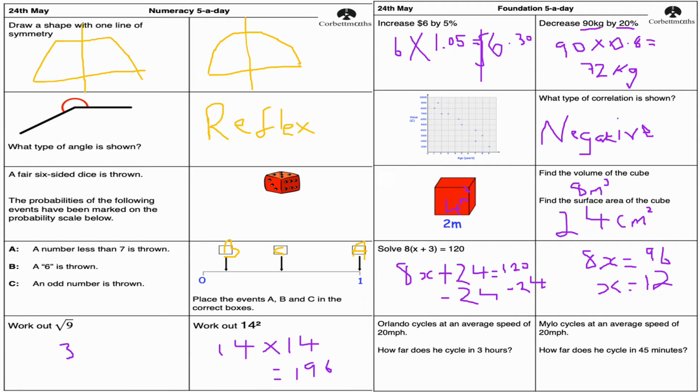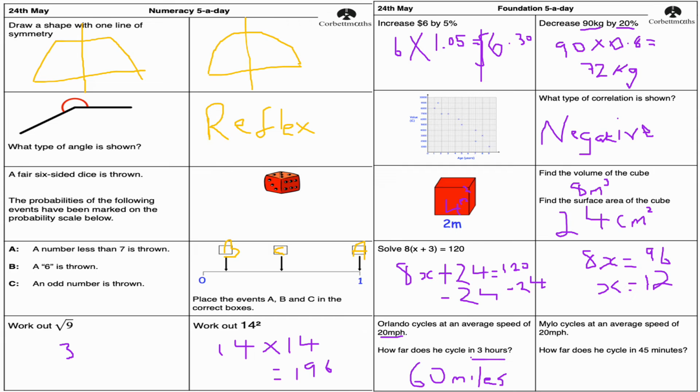Next question, guys. Orlando cycles at an average speed of 20 miles per hour. How far does he cycle in 3 hours? Okay, so it'd be 20 times 3, which is 60 miles. Because if you say it as you read it, so average speed of 20 miles per hour, so every hour he's covering 20 miles, okay, so in 3 hours it will be 3 lots of 20, or 3 times 20, or 20 times 3.